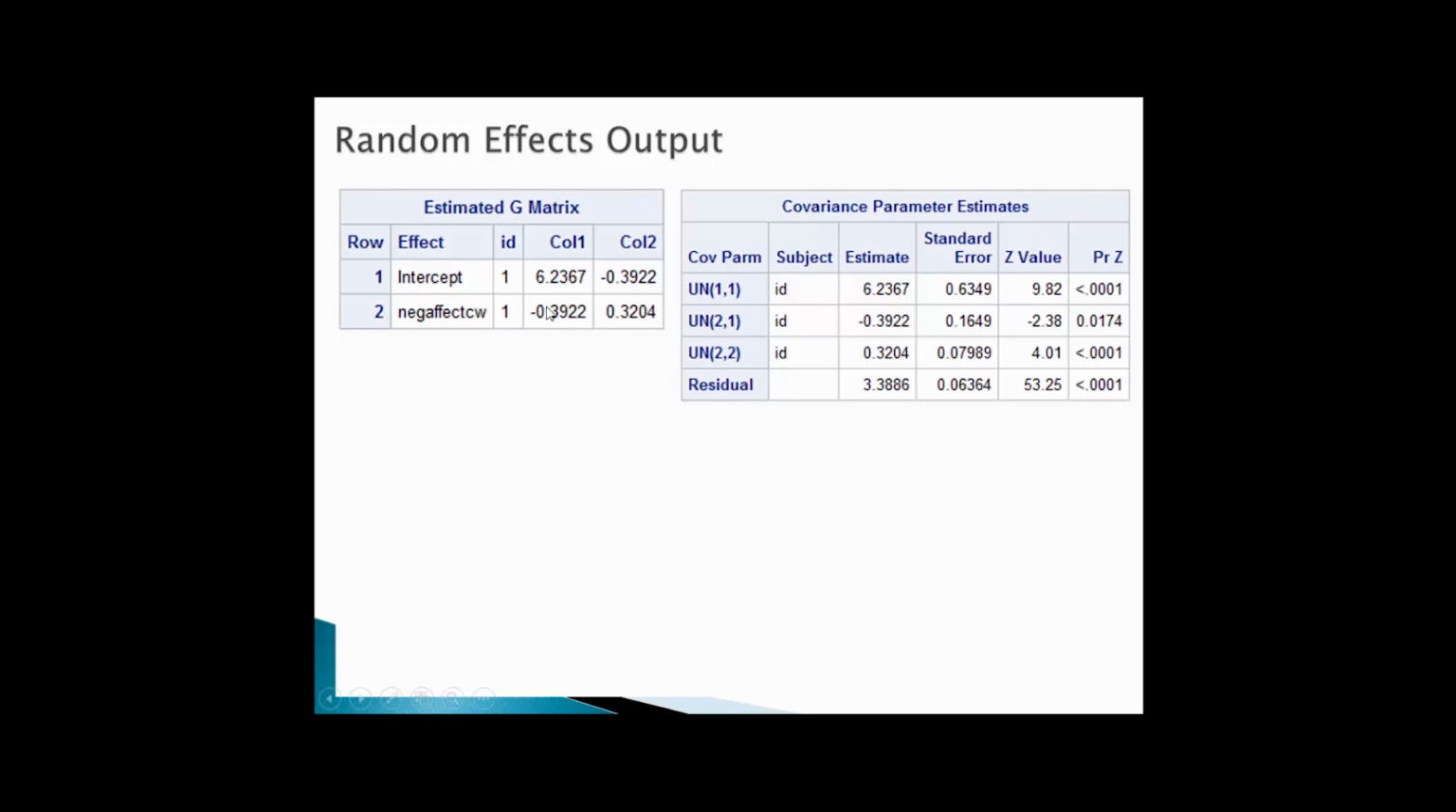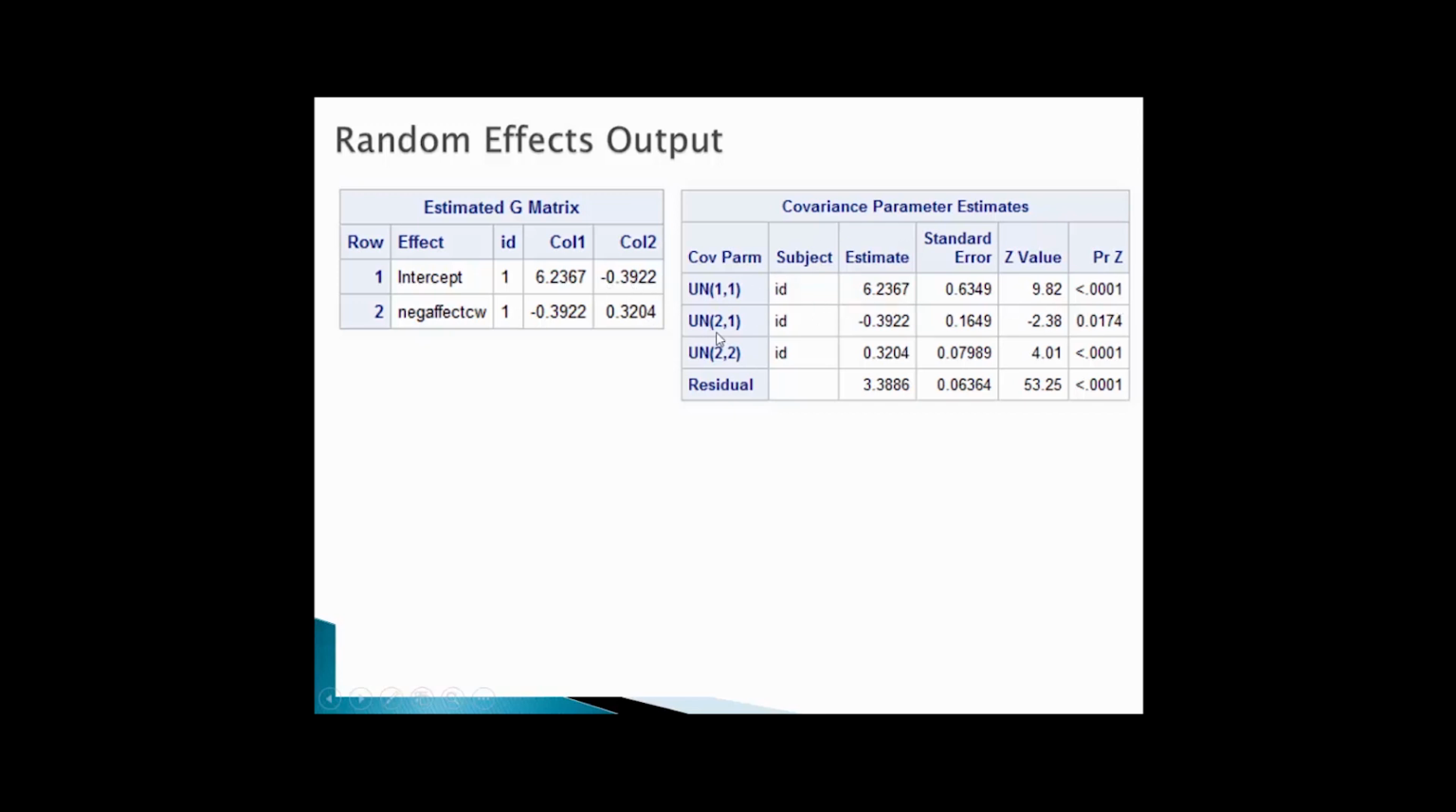And so SAS uses this matrix notation to give you the standard errors and the p-values associated with it in a separate table called covariance parameter estimates. If you follow the matrix here, you can see row 1, column 1. This is what's called an unstructured matrix, so SAS puts the UN in front of the matrix identifier. Row 1, column 1 gives us an estimate of 6.236, which corresponds to the variance of the intercept. That's how much craving levels on average differ between people. And we can see that there's a significant variance in the intercept.